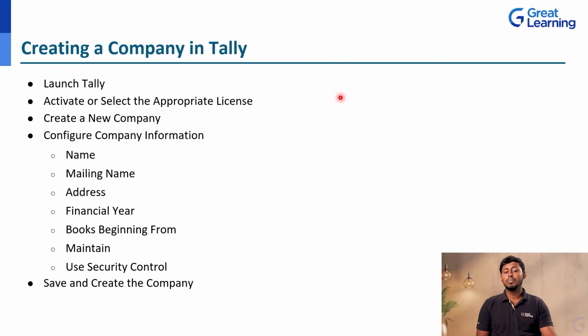Next, the books beginning from, which is the same as what I told you about the financial year. The books also start from the 1st of April of this year and end on the 31st March of the next year, correct? So you need to specifically mention the starting period and the ending period of your books of accounts.